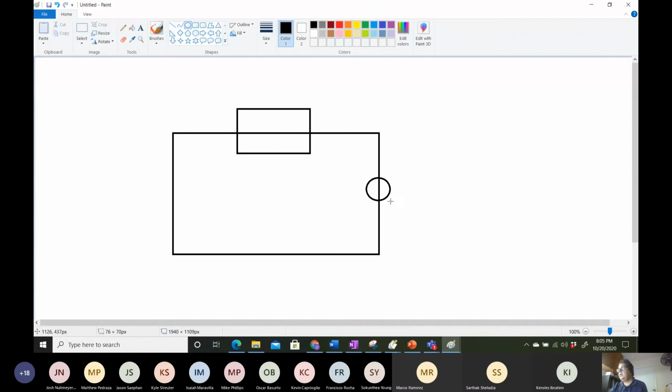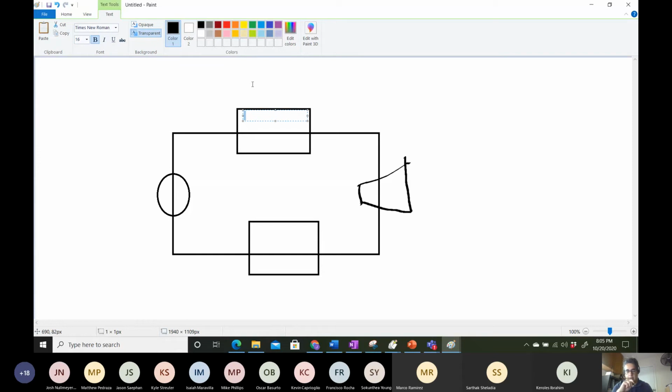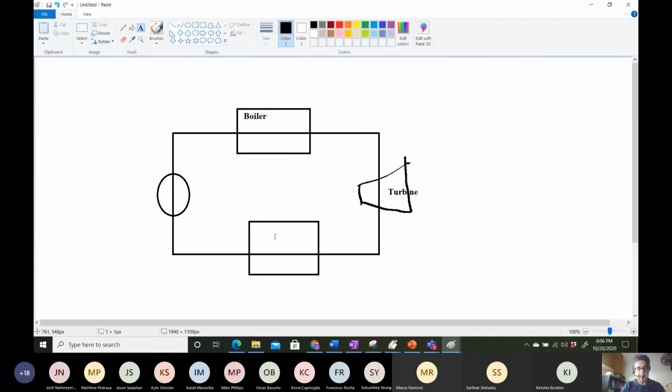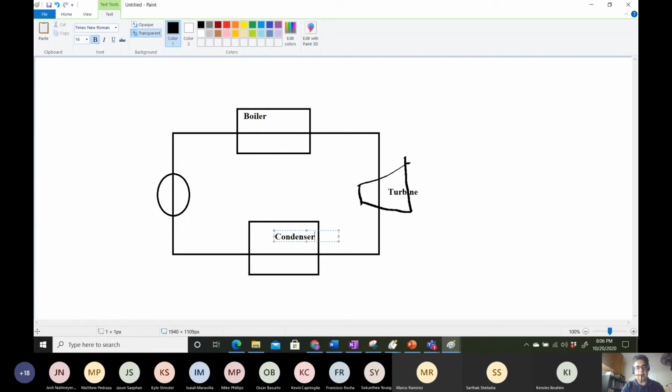So I'll start labeling it. This is my condenser. Here's my pump. Take that back. That's not my, how can that be my condenser? I've got a turbine here. So for this one, I need to draw it. Then I have my condenser. And then I have a pump. So this is my boiler. Over here is my turbine. This is my condenser. And here's my pump. All right.